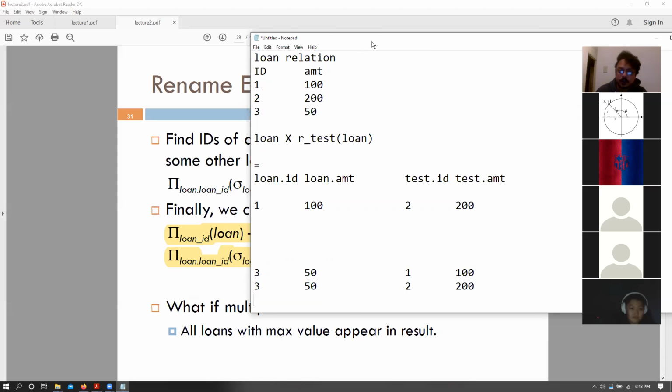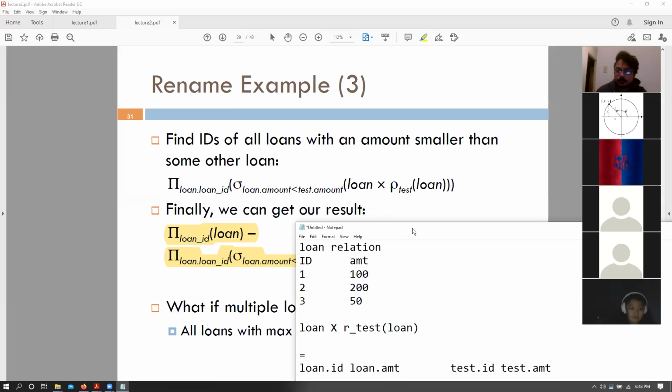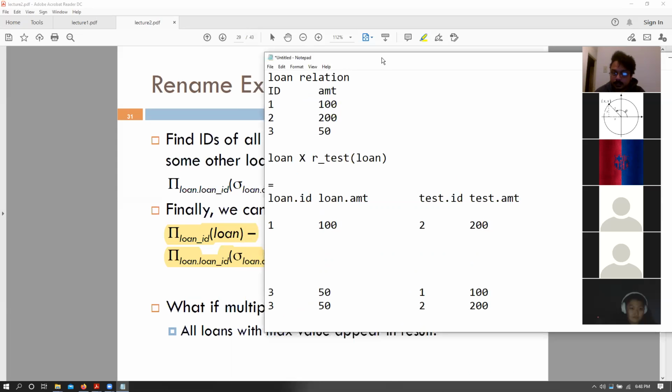Once we perform the operation select loan amount is less than test amount for this Cartesian product. Everyone agrees? Yes. Now note that we are projecting out the loan ID for this. So we are going to get the projected result of 1 and 3 because they are sets. Basically we just have 1, 1 and 1, 3. So we have the loan IDs for all loans that have a loan amount less than some other amount in the table, right? And now we have 1 and 3.